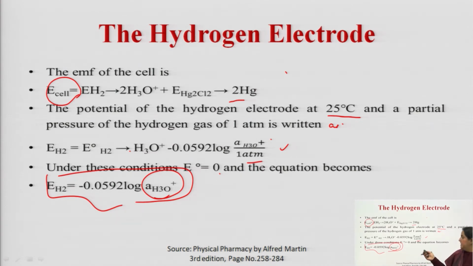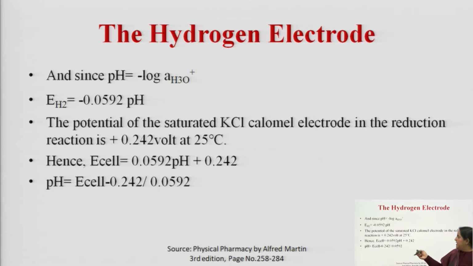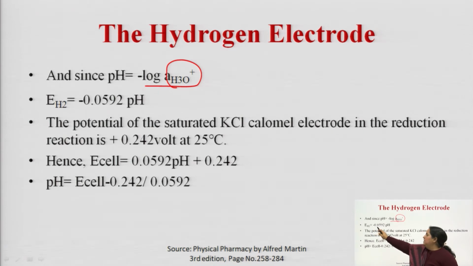These are the cell, and so this is the hydrogen ion activity, and since pH is equal to minus log of hydrogen ion concentration, right. So, we are taking up a dilute solution. So, this is pH is equal to minus log of hydrogen ion concentration. So, here E_H2 is equal to minus 0.0592 pH.